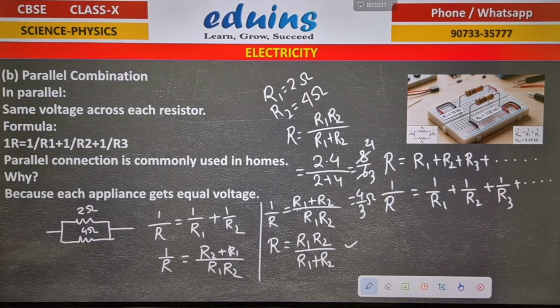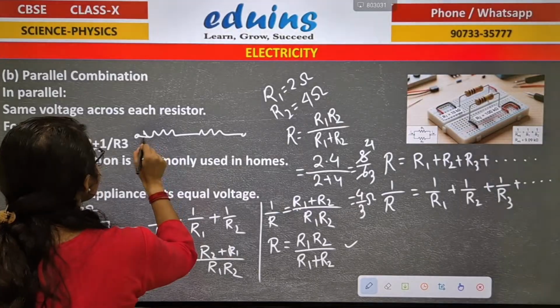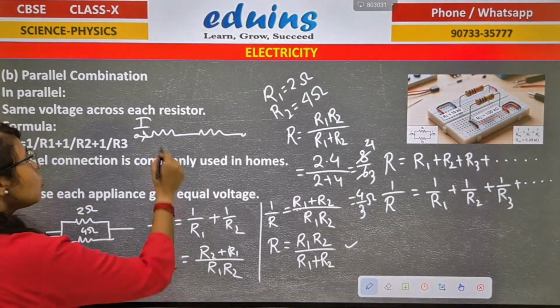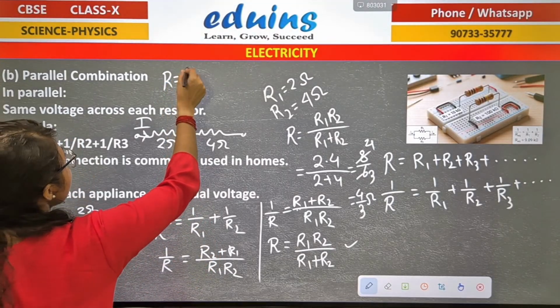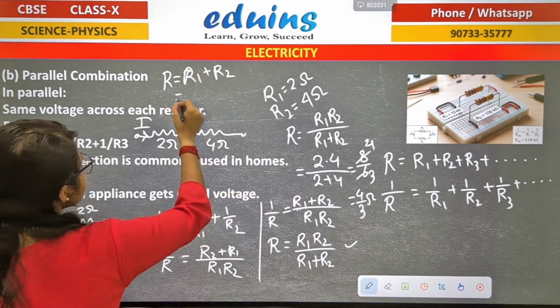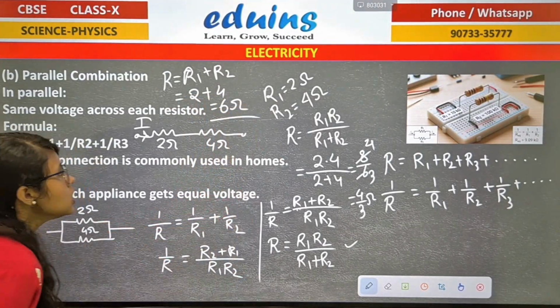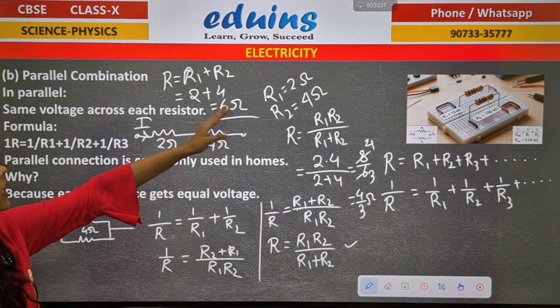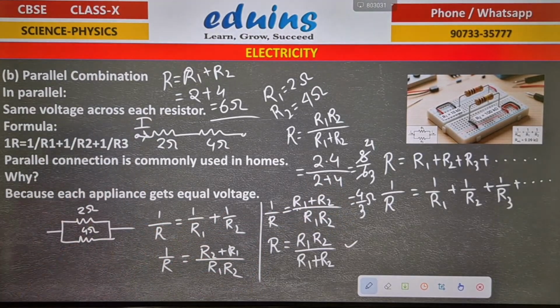And for the series combination, it does not share the same voltage, but the current flowing through the circuit is the same. So for this we get R is equal to R1 plus R2, and by putting the values of R1 and R2 we get 6 ohm. So this is the greatest value, but the parallel one is the smallest value. And now there is an important question to know.